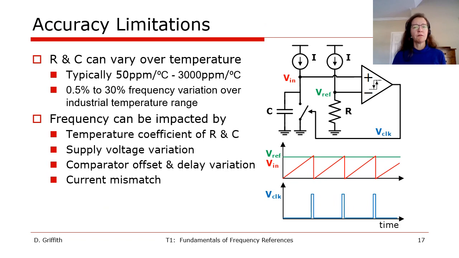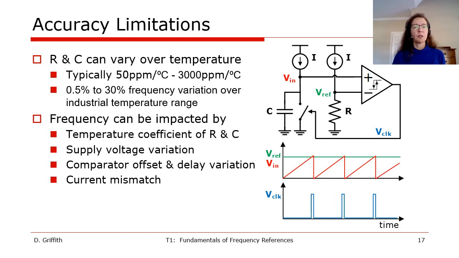Even with a one-time frequency trim, the accuracy of this oscillator is limited by several factors. First, the resistance and the capacitance will vary as the temperature changes. The temperature coefficient can be between 50 parts per million per degree C up to 3,000 parts per million per degree C. This means that just this error source can cause between 0.5% and 30% frequency variation over the industrial temperature range.